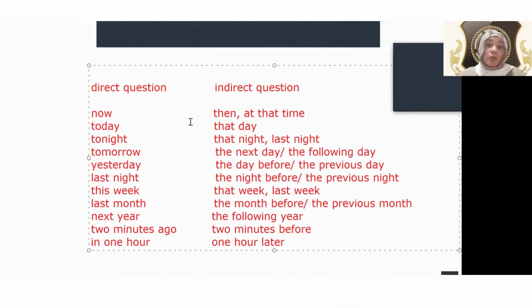Something else we have to change: the words which express time in the direct questions into the indirect questions. Now will be then or at that time. Today will be that day. Tonight will be that night. Tomorrow, the next day or the following day. Yesterday, the day before or the previous day. Last night, the night before or the previous night.